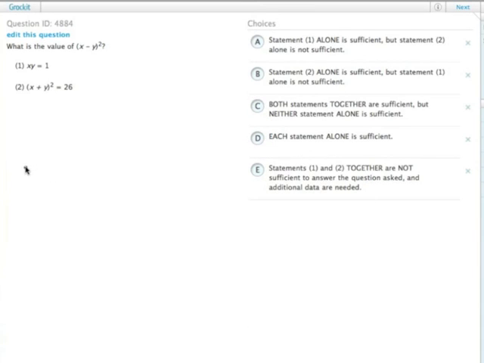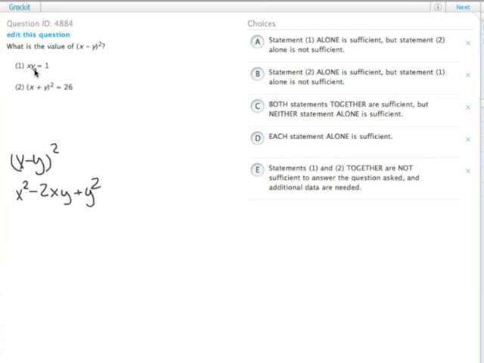So what's the value of (x - y) squared? We can write that out. It becomes x squared minus 2xy plus y squared. So we would need to know each of those things in order to be able to answer the question.